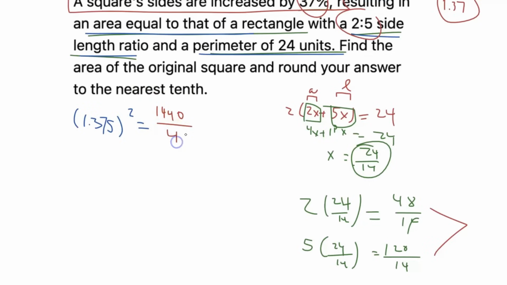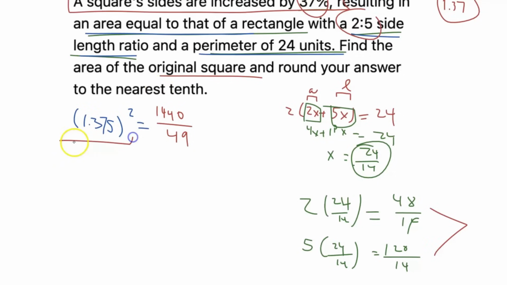All right, cool. So now we just have to solve for s squared because we're trying to find the area of the original square. And so because s represents the original side length, then we want to find s squared because that's side times side equals the area of the original square.